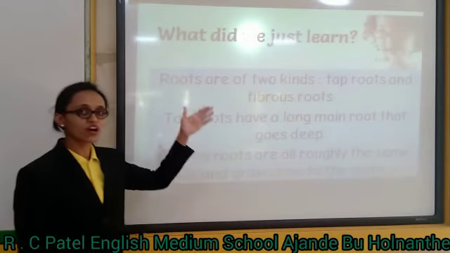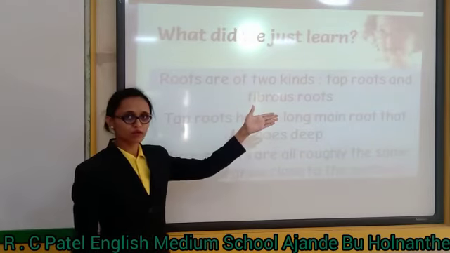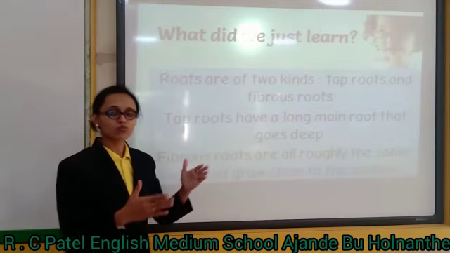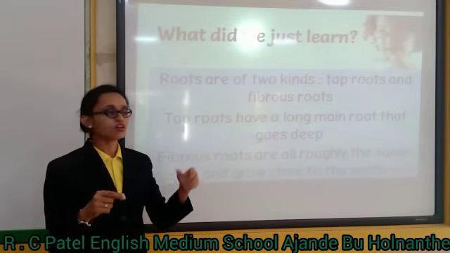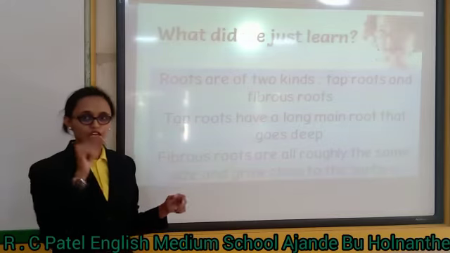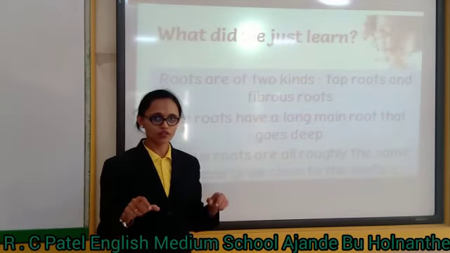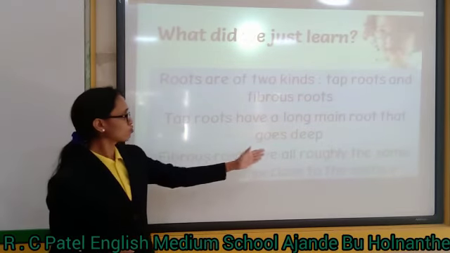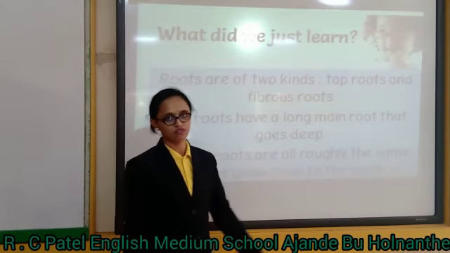So what have we learned? Let us see the summary. Roots are of two types, taproot and fibrous root. In taproot, the main root is present and small hair-like structures are there. In fibrous root, the main root is absent and only numerous root hairs are present. Fibrous roots are also roughly the same size and grow close to the surface.